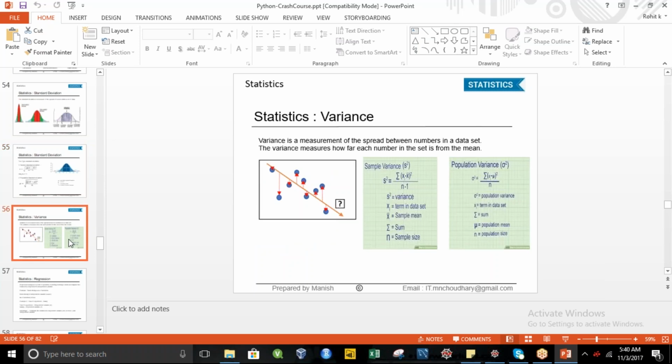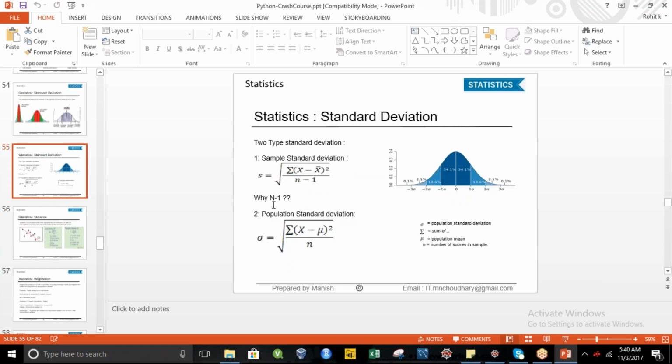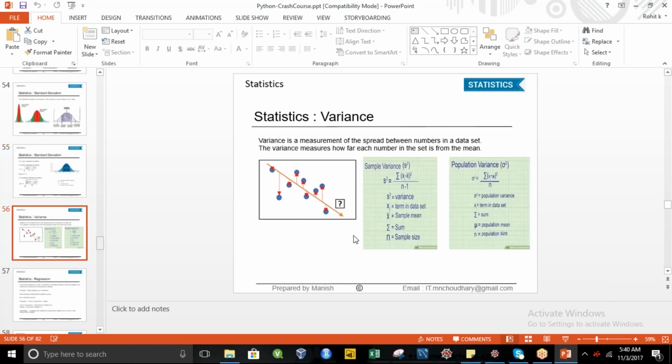Variance and standard deviation, there is no such difference. When we are not taking the square root, when we just square the value, it is variance. And again, variance has two types: sample variance and population variance.